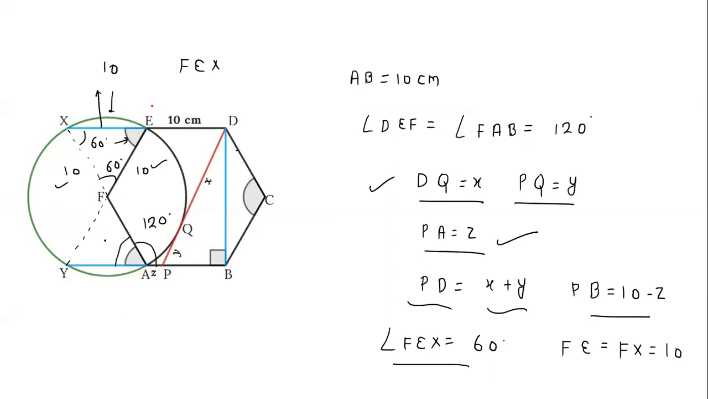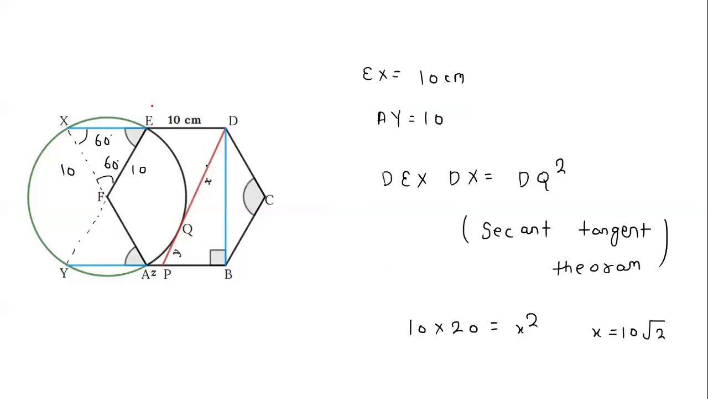So we know this angle is 60 and this is the radius, so this length is 10, and this is also radius, so this length will also be 10. So this angle will also be 60 because of the isosceles triangle, and this angle will also be 60 degrees. So this length will also be 10. So this is the whole picture. So you see this figure.